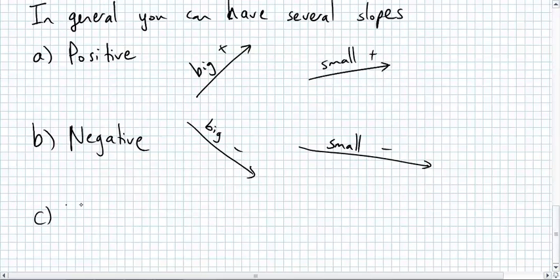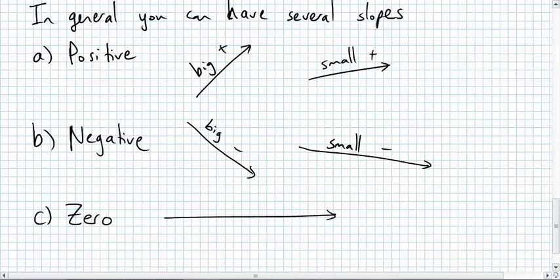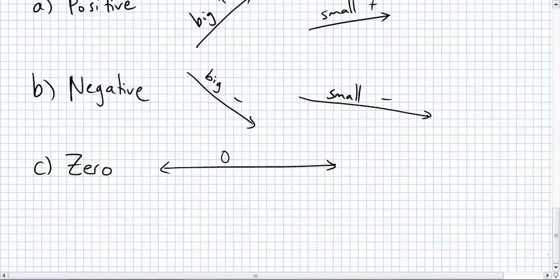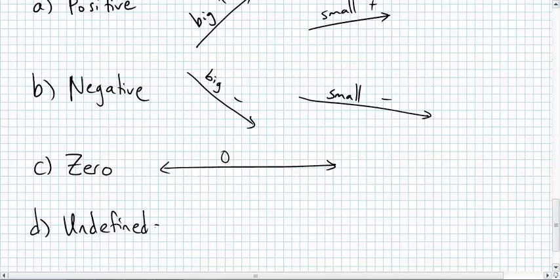You can have, very importantly, no slope at all. That means the ground is just flat. Or you can have an undefined slope. Undefined slope is the same as an infinite slope, which means that you can't walk along it at all. This slope is infinity. We can also call this slope undefined.